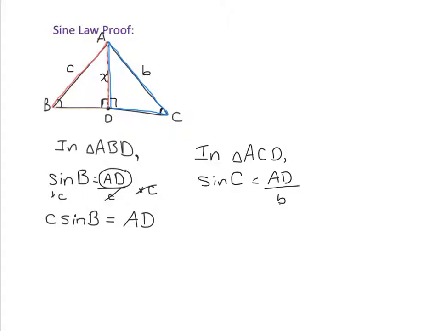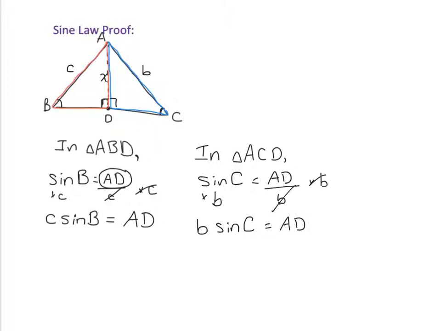Then, just like we did before, we're going to rearrange this equation to get AD by itself by multiplying both sides by side length B. Multiplying and dividing by the same number just equals 1, so they cancel out on the right-hand side. We are left with side length B times the sine of angle C is equal to AD.